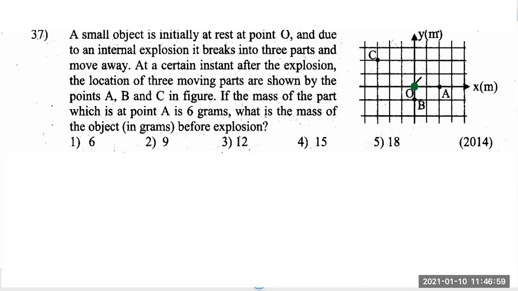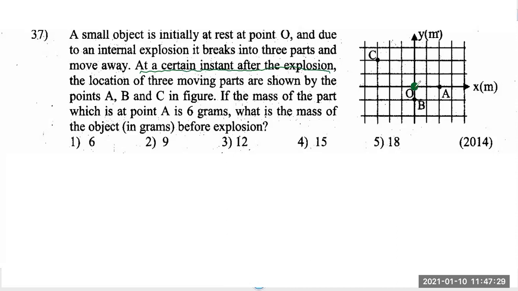It was here initially. Now it has moved. It has separated into one, two, three parts that move away. At a certain instant after the explosion, the locations of the three moving parts are shown by the points A, B, C. So once the explosion happens, the parts move apart, and then suddenly they freeze the moment, take a photograph, and see where they are.